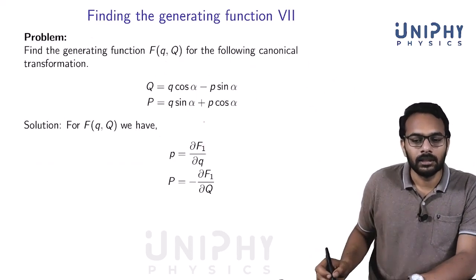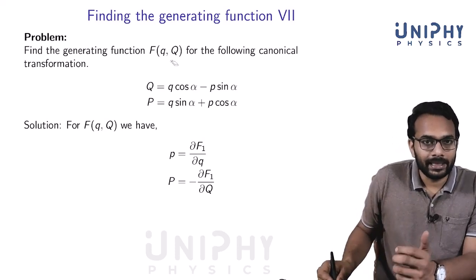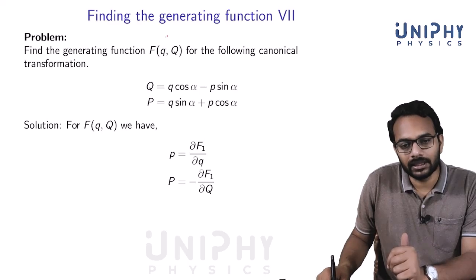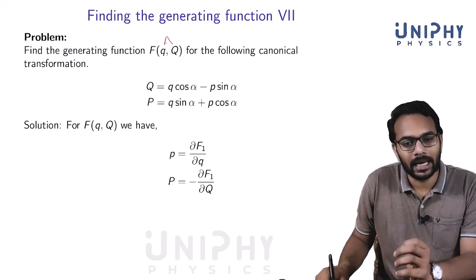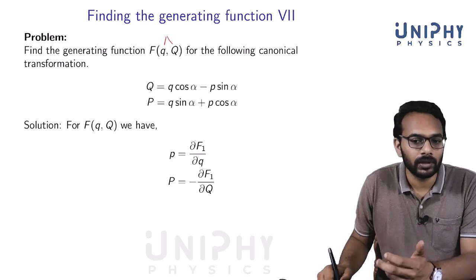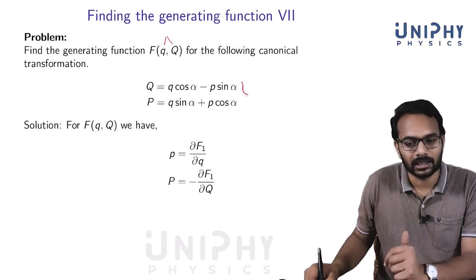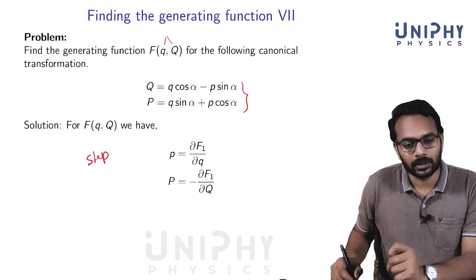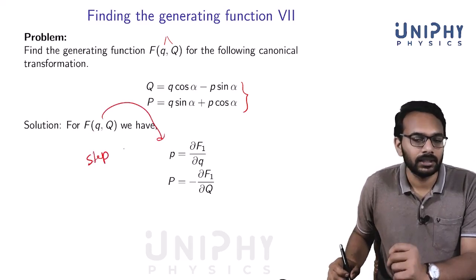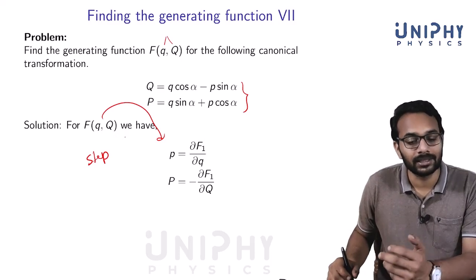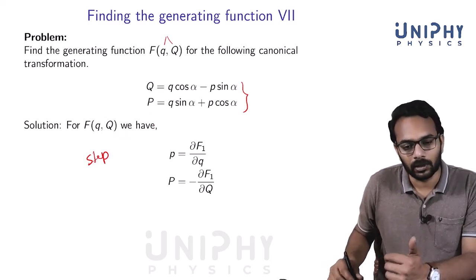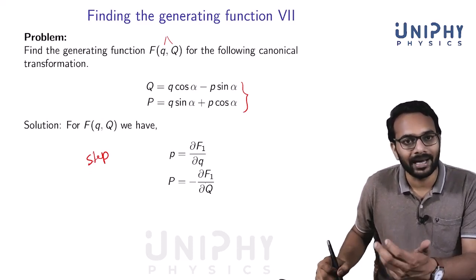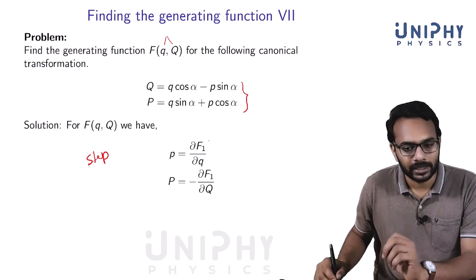The next problem again is to find a generating function of type 1, which means that you need a function that depends on small q and capital Q only, for the following canonical transformation. So the canonical transformation is given. Now the first step, as we said, is to write down the transformation equations generated by this particular function. So we know how to write this relation: small p is equal to dou f1 by dou small q, and capital P is equal to minus dou f1 by dou capital Q. Fine.